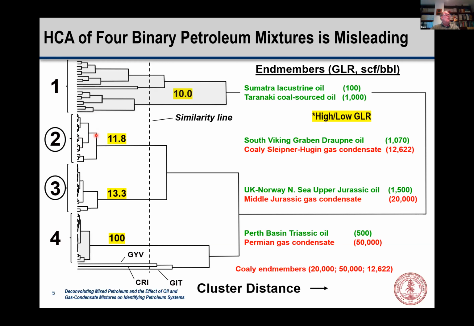And one might look at this and say, well, there are some differences here. They're pretty small, but they might be due to organofacies differences in the source rock. Not so. The truth is we've mixed these in 5% increments. So this is actually very misleading in terms of source. Some of these samples are 90, 95% Coley-Sleipner-Huygens gas condensate. So our hierarchical cluster analysis is misleading. It also applies down here for this one. Okay. So let's look in a little more detail.